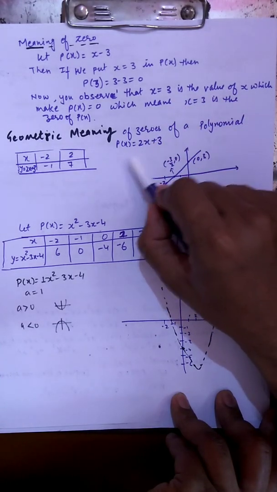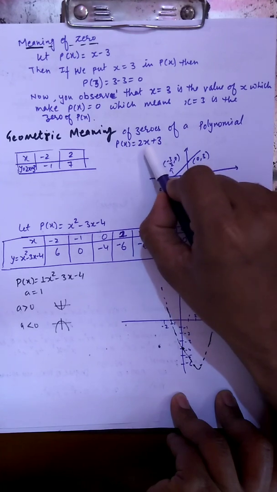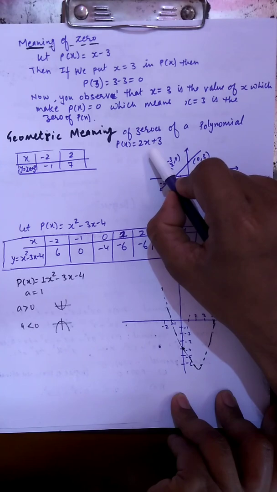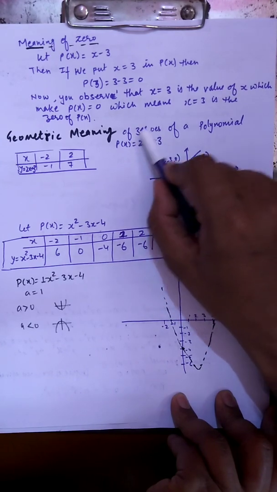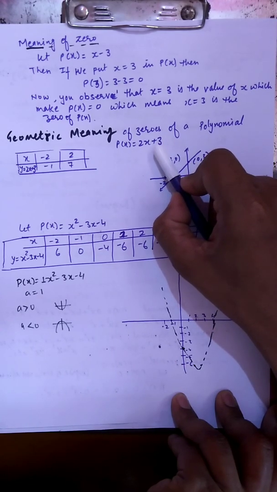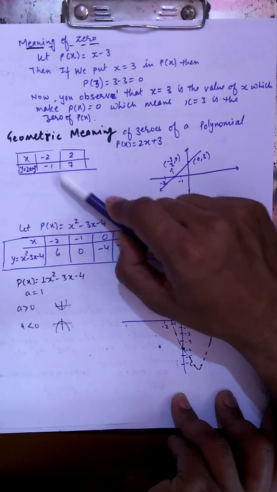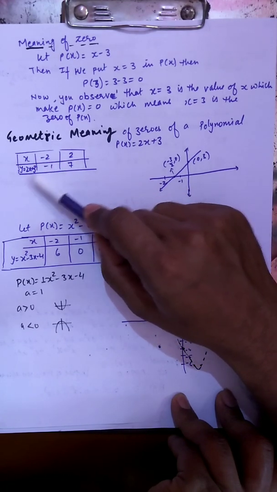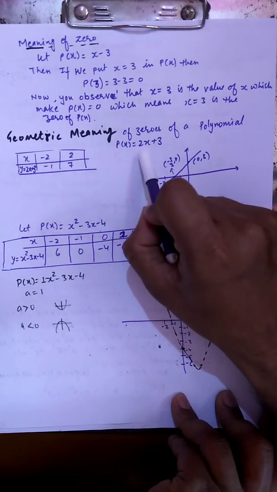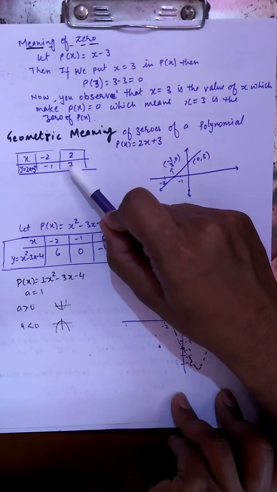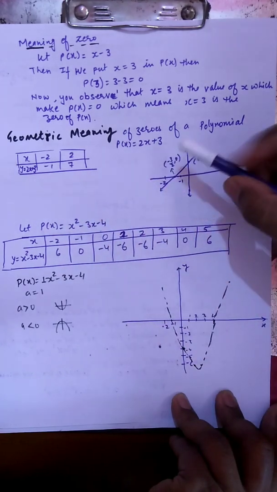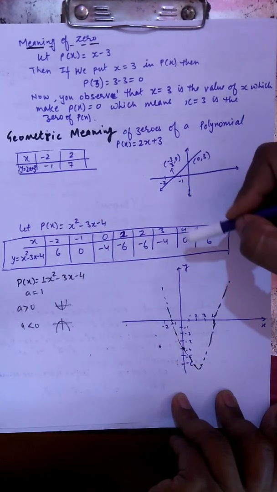Let p(x) = 2x + 3. You can see this is a linear polynomial. If I ask you how many values of x can make p(x) equal to 0, you can simply say there can be only one value. Let's see how to plot the graph. We take some value x = -2, then y, meaning p(x), will be -1. If I put x = 2, then 2 into 2 is 4, plus 3, this is 7. If I plot the graph, with p(x) taken as y, you get the graph like this.